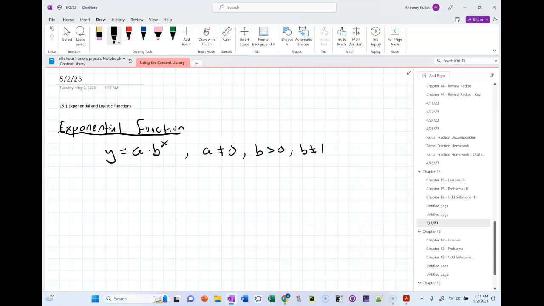So, worth noting that all exponential functions have a horizontal asymptote, at least if they're defined as y equals a times b to the x. That horizontal asymptote would be at y equals 0. And let's just do a couple of simplifying checks to make sure that we can deal with these exponents appropriately.